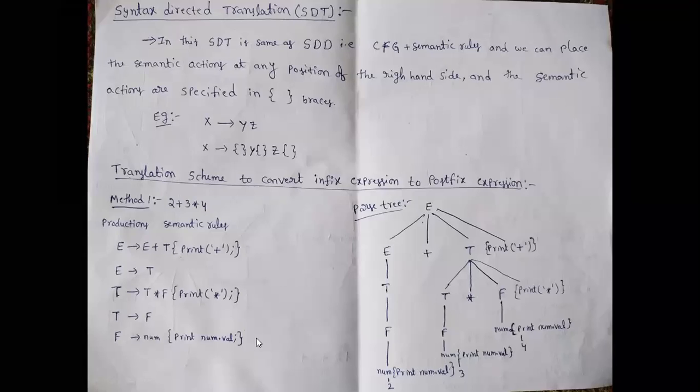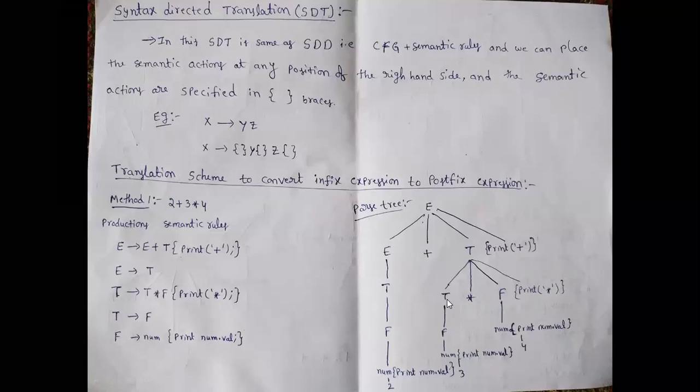So what is the value of num dot value? Here first we are using 2. So 2 plus, then next one T. What are the productions of T? T produces T star F and T produces F. We are using T produces T star F, so we can get the expression, but we are using this production T produces F. Then we are using only 3, not star 4. Then we are taking the production T produces T star F. Here T produces T star F, and what is the semantic action? Print star. So this is the semantic action.